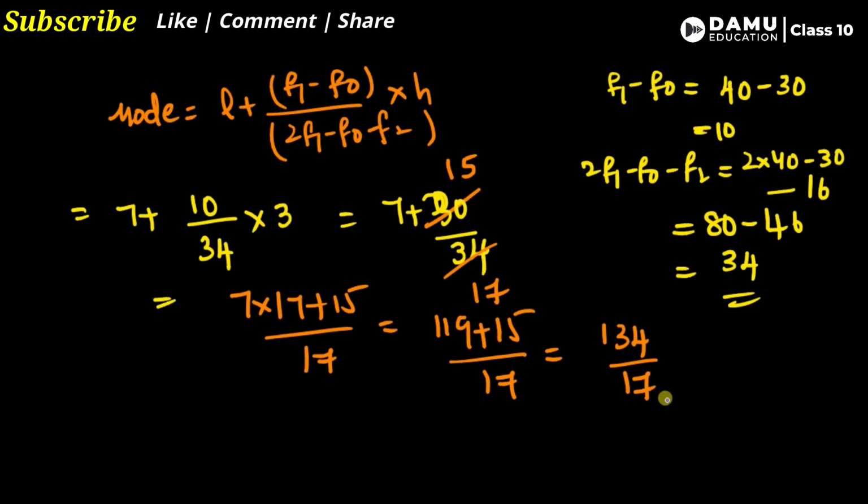17 sevens are 119. 17 ones are 17, then 17 sevens are 119. 134 minus 119 is nothing but 15. Then 15, put a point, then 150. 17 8s are 136. Then 150 minus 136 is 14, then 140. Again 8s are 136, and it's going to repeat. Again 40, 4 will be there, again 400, like that.